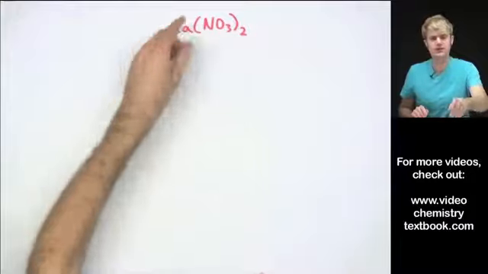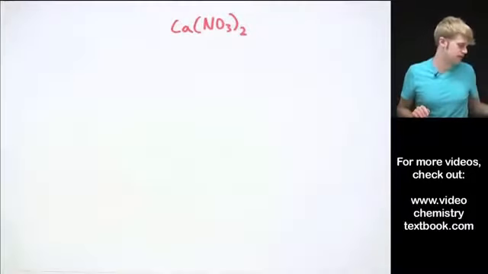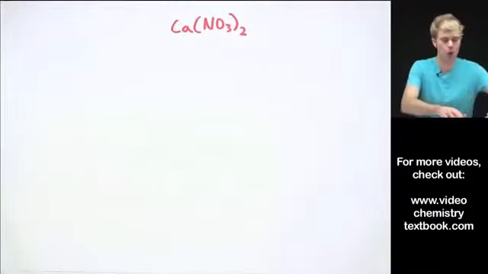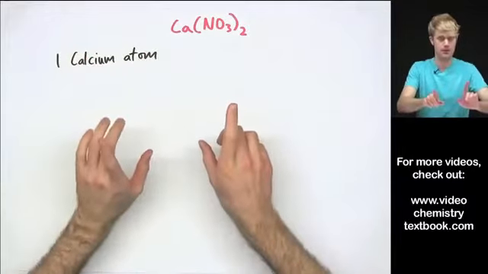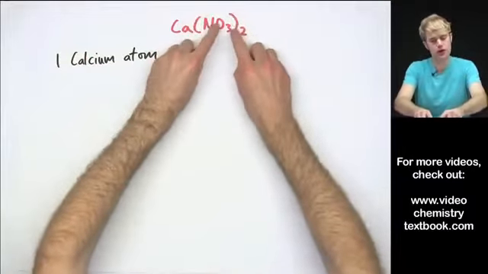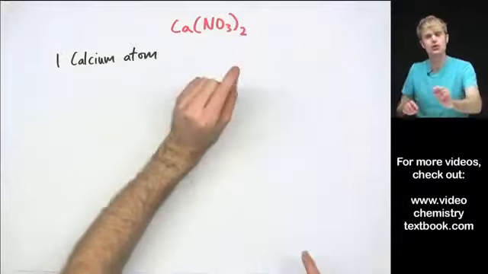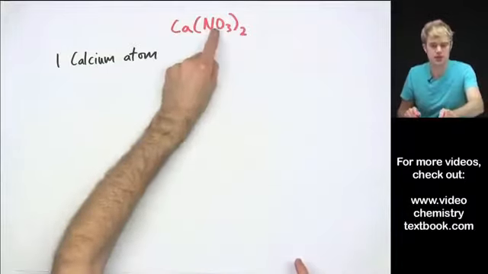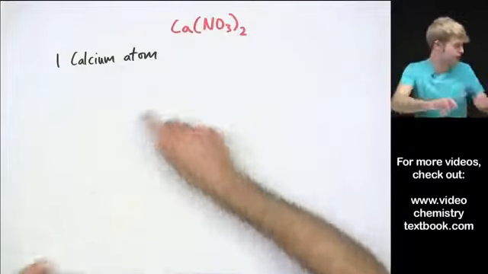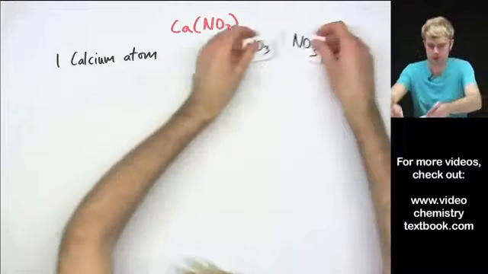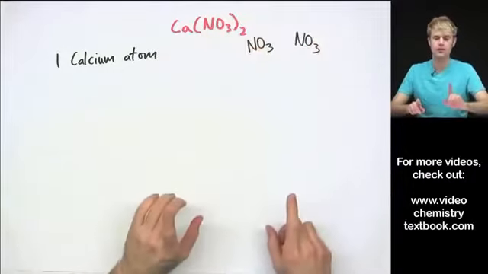The first thing we have is Ca without anything after it. So that means that we have 1 calcium atom. Now we have NO3, but it's in parentheses and there's a 2 after that. So what that means is that we have 2 NO3s. Here they are, NO3, NO3.